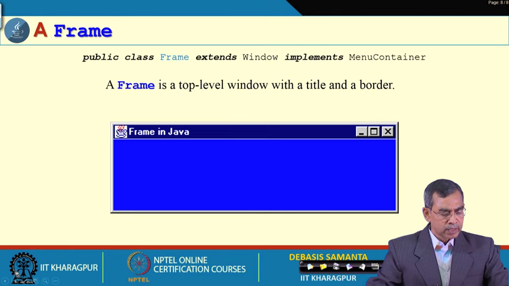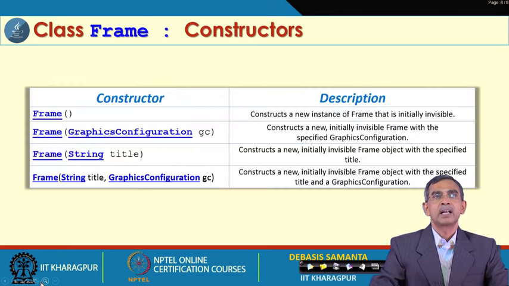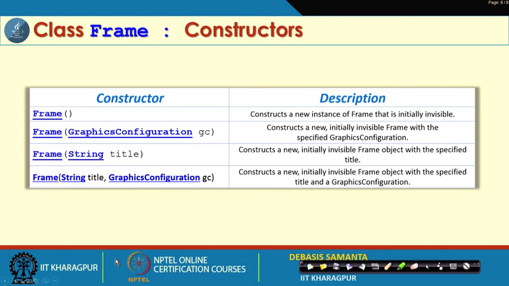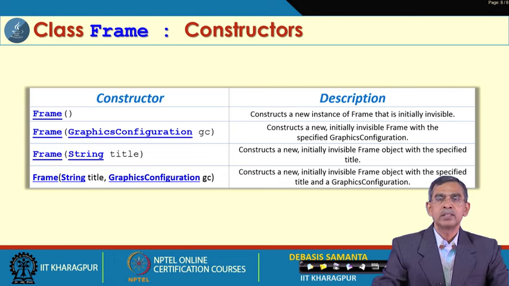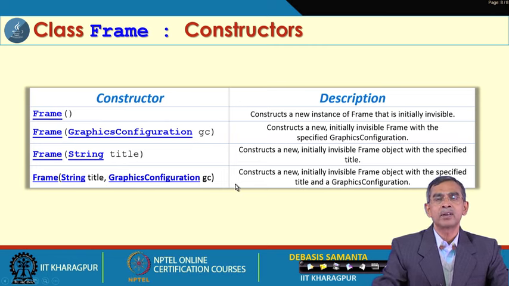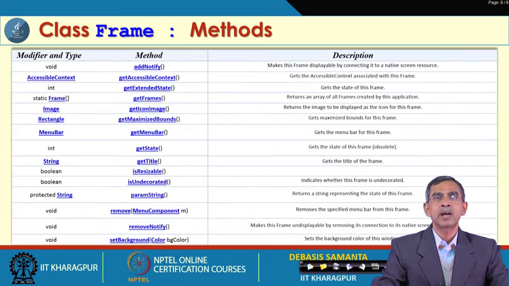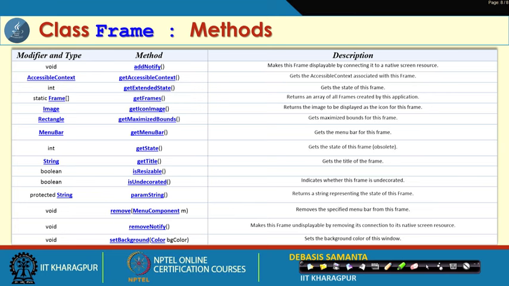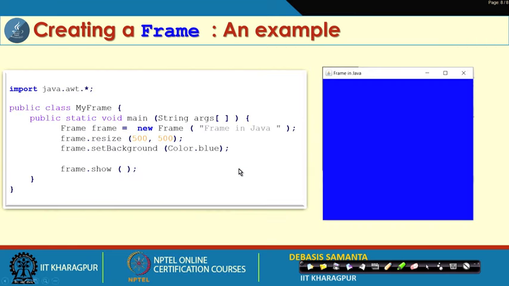Now, let us see how this kind of frame can be designed. If you want to use a frame, you can call many constructors which are already defined in the class Frame. Frame is a subclass of the Component class. These are the 3 constructors mentioned here. You can go through the details as written, I will not elaborate on the different constructors. Apart from the constructors, it also has many methods, which we have listed here, and here is an example where we can check how to create a frame.